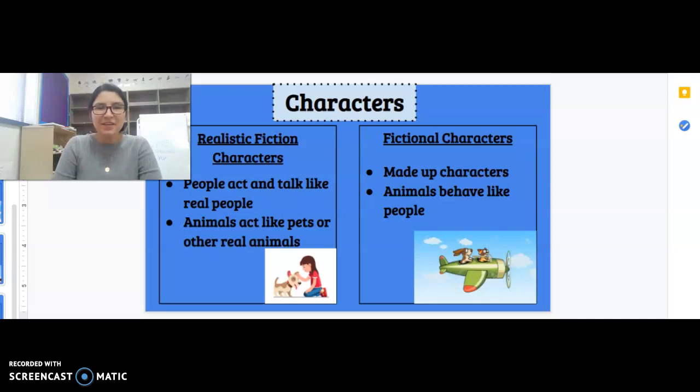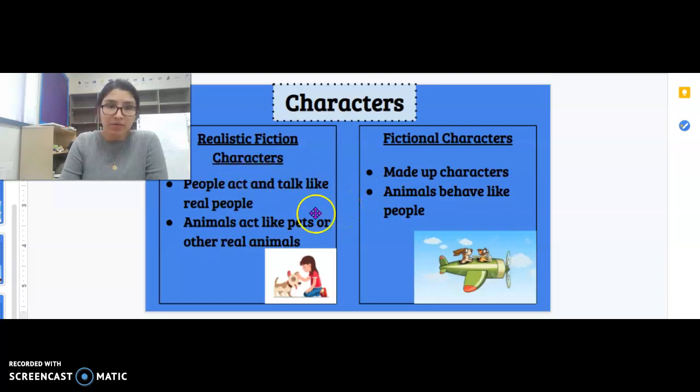Hi there, for today's video we are going to be going over characters, setting, problem, and resolution. Now I know we've gone over these different things before, but we're talking about characters, setting, problem, and resolution in a realistic fiction story.